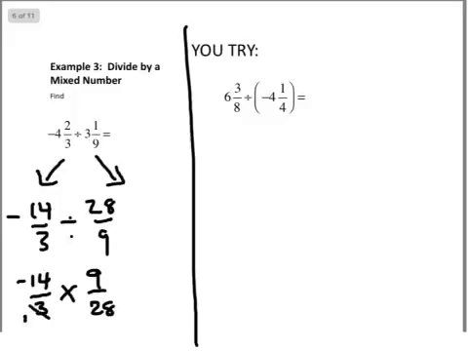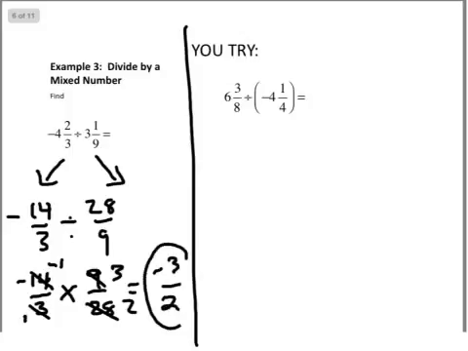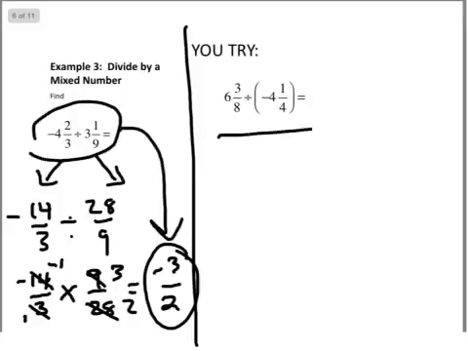3 goes into itself 1 time, 3 goes into 9 3 times. 14 and 28 have a common factor, which is 14. So when I divide negative 14 by 14, I get negative 1. And when I divide 28 by 14, I get 2. This problem's a lot simpler. I now have negative 3 over 2, which is totally awesome and correct. So the answer to this problem is this. Please try this problem.